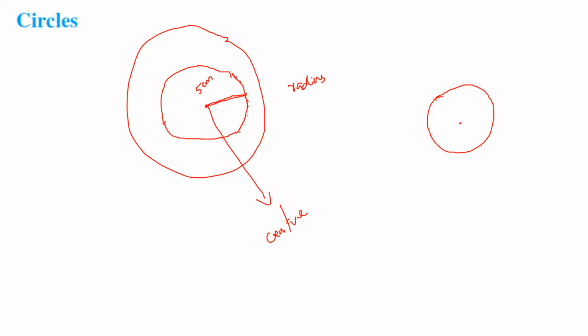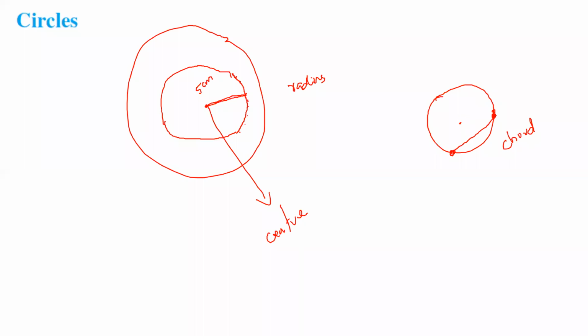And if you draw a line segment joining any 2 points of the circle, this is the circle. I'm considering 1 point here and 1 point here. If you join these 2, you will get a line segment. What do you call this line segment? Chord. Yeah, very good. This is chord. So if you join any 2 points on the circle, that line segment is called chord.